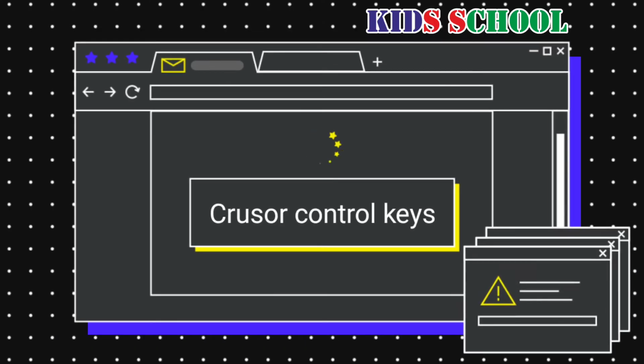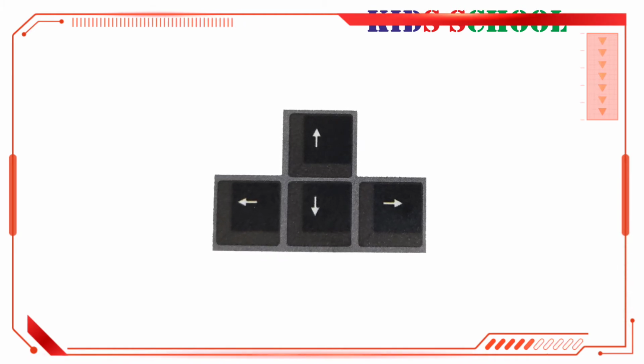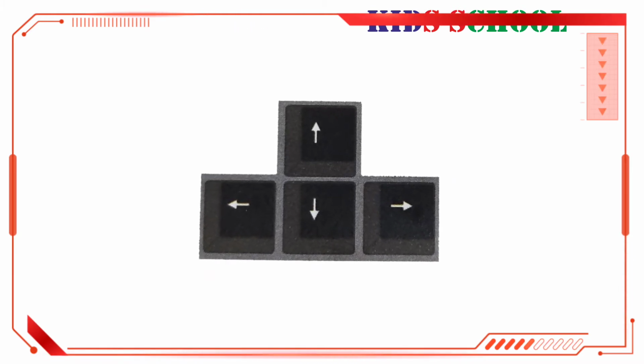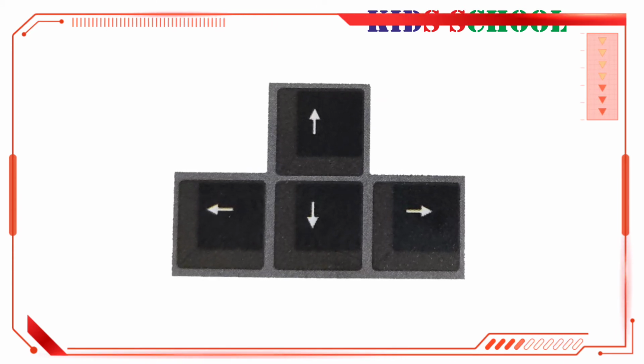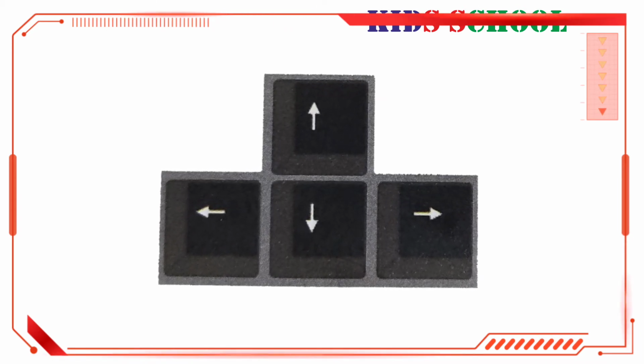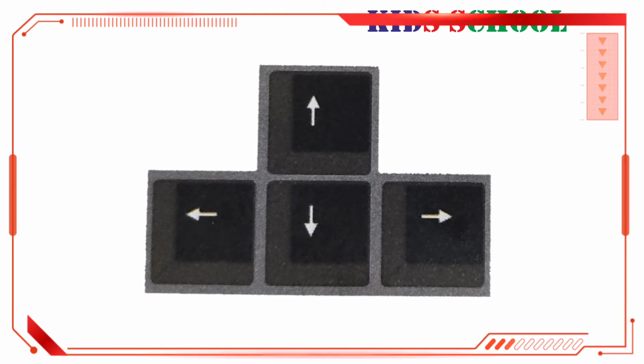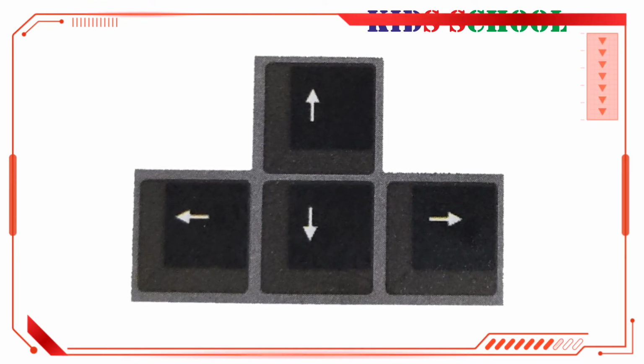Cursor control keys. These keys are used for moving the cursor on the monitor. They are marked with arrows in 4 different directions: right, left, up, and down. These are also known as arrow keys.